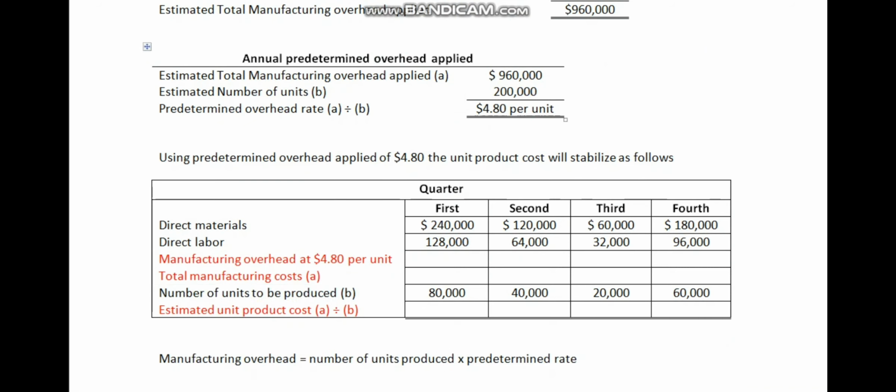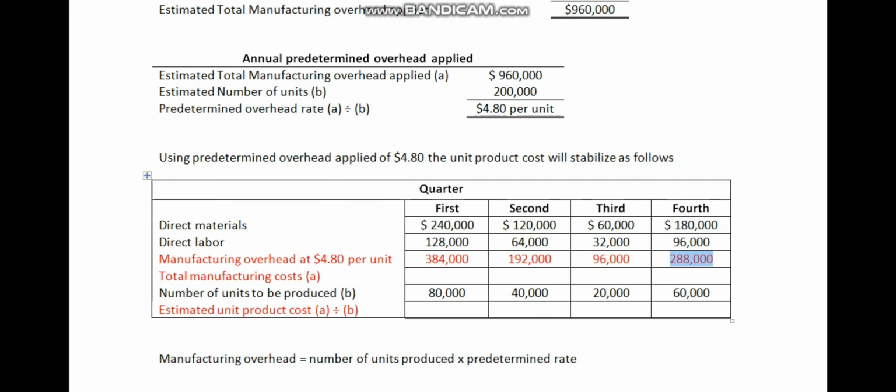I'm going to multiply each quarter's units by 4.8. So 80,000 multiplied by 4.8 is $384,000. Multiplying the same value with 40,000 is $192,000. 20,000 multiplied by 4.8 is $96,000, and 60,000 units multiplied by 4.8 is $288,000. Now we have these values.